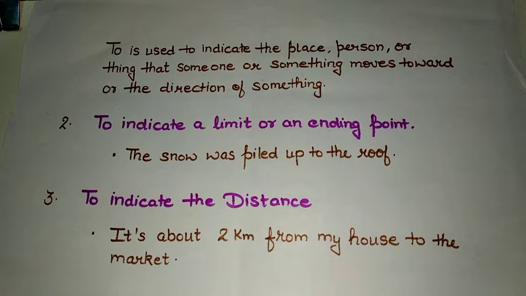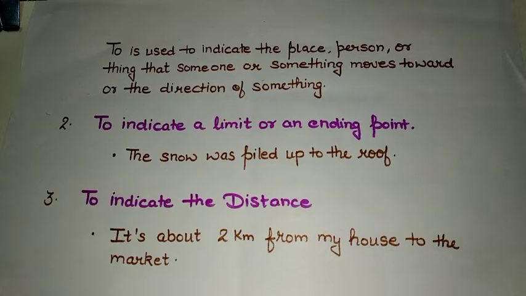The third point where we can use "to" is to indicate distance. Like, it's about 2 kilometers from my house to the market. Here I am talking about the distance between my house and the market. Or another example can be, my house is 5 kilometers away from the university. When I am talking about distance, then I have to use "to". So "to" is used to indicate distance.